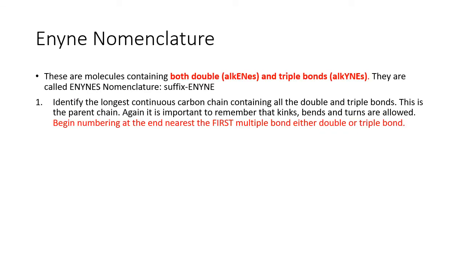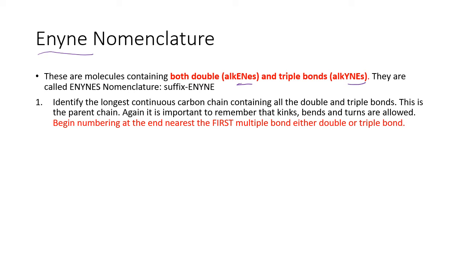Next, we're going to cover a few special rules for naming a molecule known as an enyne. An enyne is a compound that contains both double bonds, so alkenes, and triple bonds, alkynes. And so there could be a ratio in the numbers of alkenes to alkynes, and this could be modified just a little bit, but let's just start with a molecule that has one of each. So all of the rules that we learned basically apply so far.